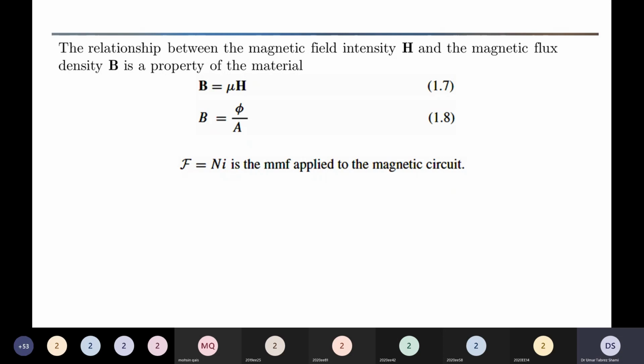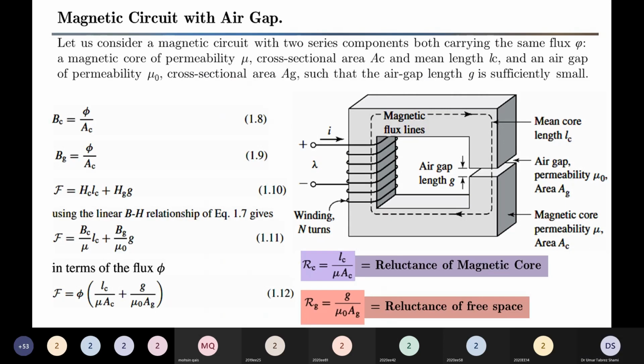Okay, so B is equal to mu times H, and B is equal to flux over area. F is the MMF, the magnetomotive force, and it is NI, a product of the number of turns and the current flowing through the winding. Right. So another slide full of descriptions, full of formulas.